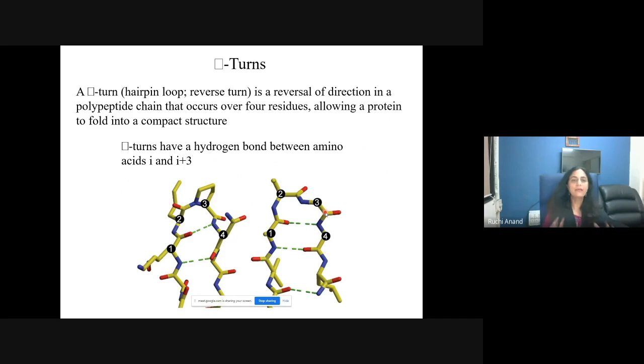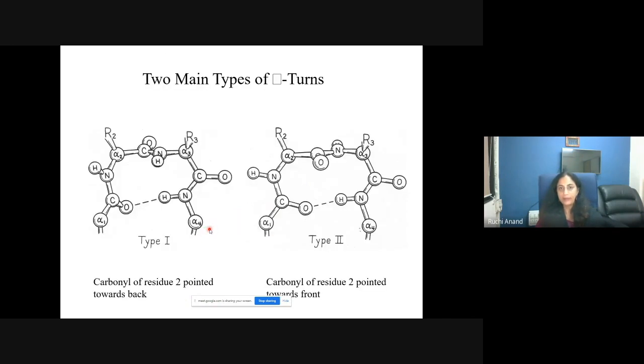Now, between the sheets and between the helices, the connectors are the turns. So here you can see there is this I plus 3 type of turn. That means the first and the third amino acids are hydrogen bonding via the backbone. And you can see that the turn can be different types, type 1 and type 2. And that depends on whether this C double bond is outside or the C double bond is inside.